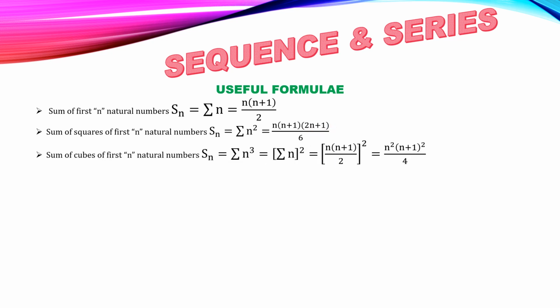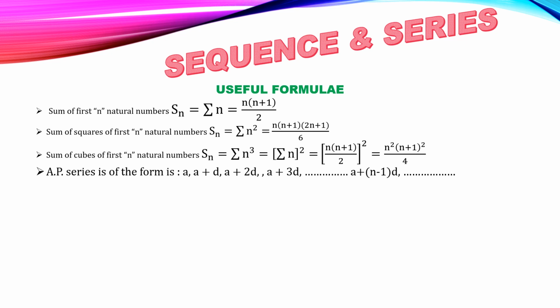The next one is sum of cubes of first n natural numbers, that is summation n cube. Here summation n cube will be written as summation n whole square. Here summation n means n into n plus 1 by 2, whole square. Now simplify this: n square into n plus 1 whole square by 4. This is also one of the important formulas.